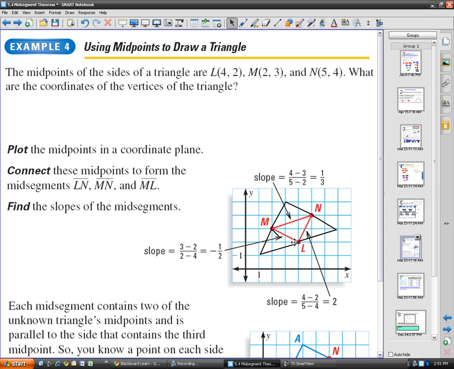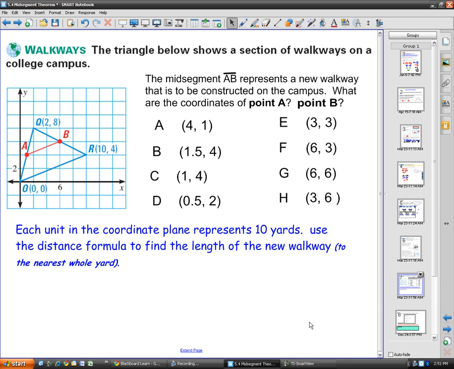And then last but not least, we've got some walkways here on a college campus. Basically, the midsegment AB represents a new walkway that's going to be constructed on the campus. We need to find the coordinates of point A and point B. So you'll look at this. Remember that from O to Q is some line, and if we find the midpoint of that, that would give us the ordered pair for the point A.